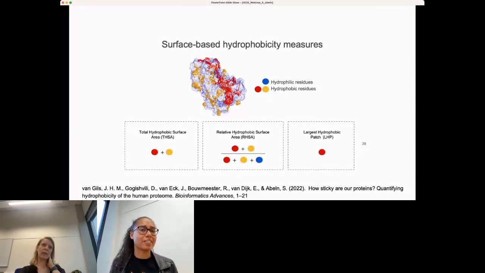Now, the largest hydrophobic patch is important because we see that it is often the surface area that's, for example, important for protein-protein interactions or protein-ligand binding.